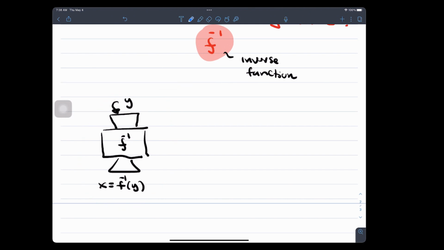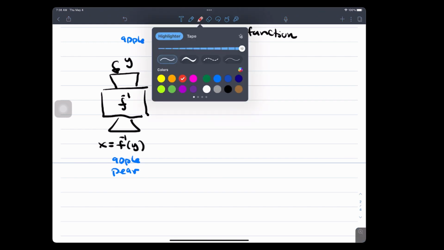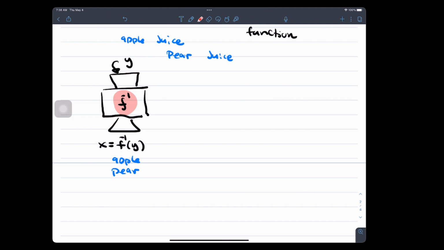What that means is if you drop in apple juice, and you want this machine to work in reverse, what do you think you get? If it's going in reverse, what would you get? You get an apple. Does that make some sense? And what if I want to put in this pear juice? If it works in reverse, you'll get a pear. You guys okay with that? So we're working in reverse.